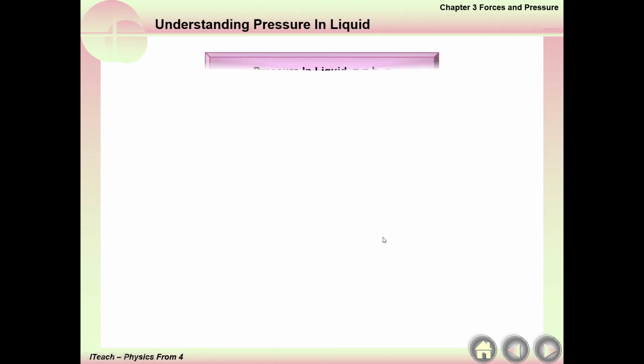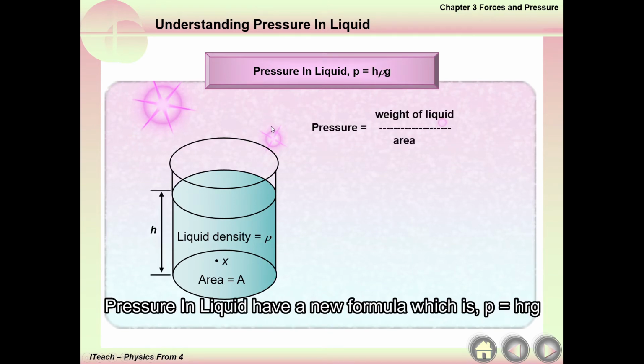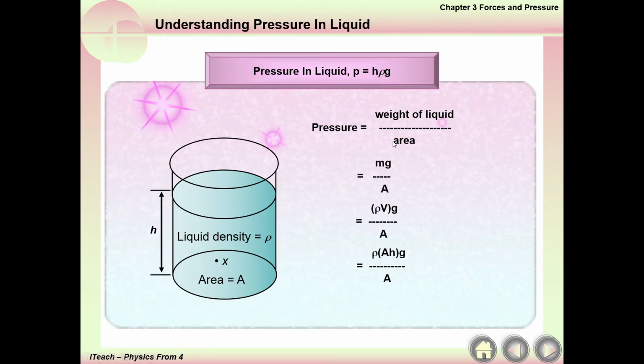Okay. Okay, pressure in liquid. Pressure in liquid has a new formula, which is P equal to h rho g, as we can get from the normal formula. This is pressure equal to weight of liquid over area, mg over A. m is changed to rho V, then V changes into A h. Then we cancel the A, and we get h rho g. Okay, rho is liquid density.